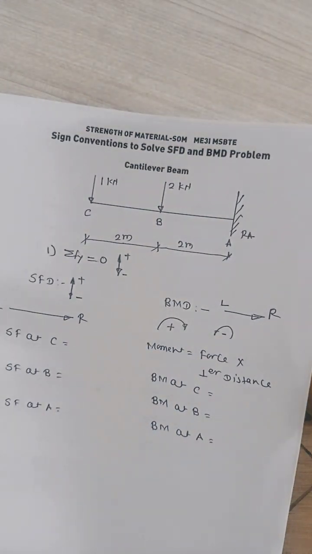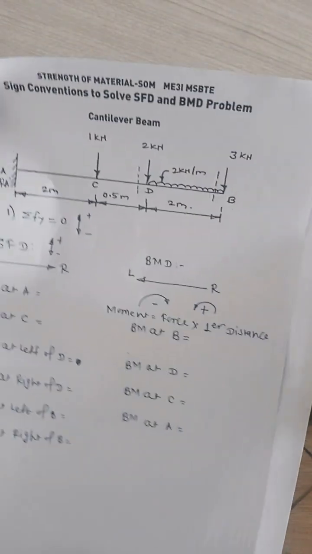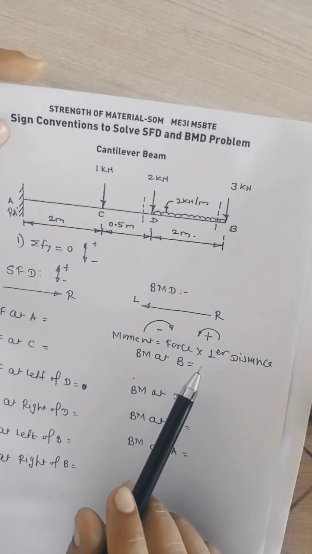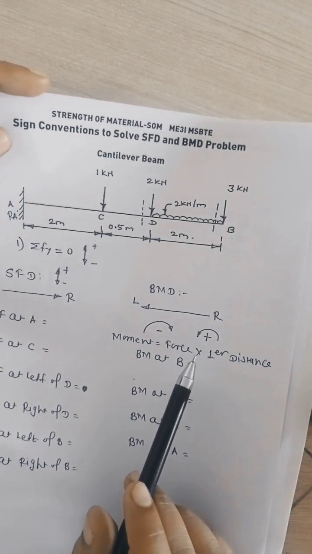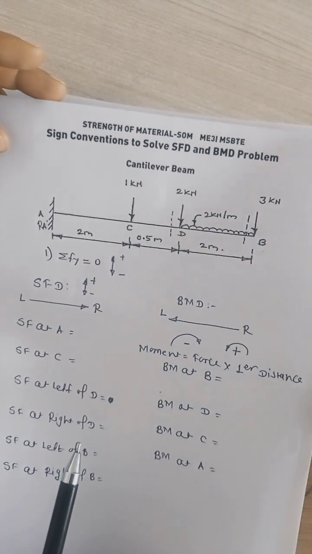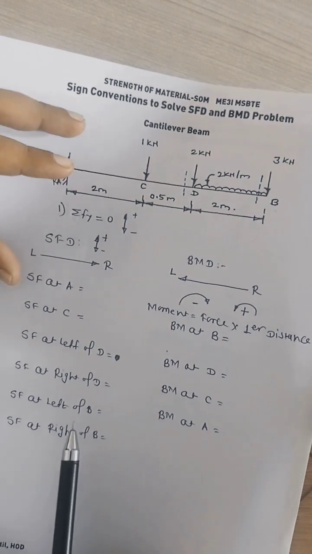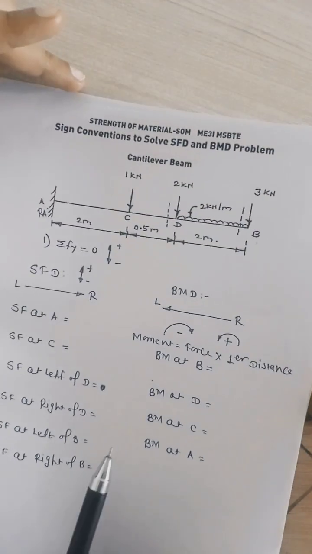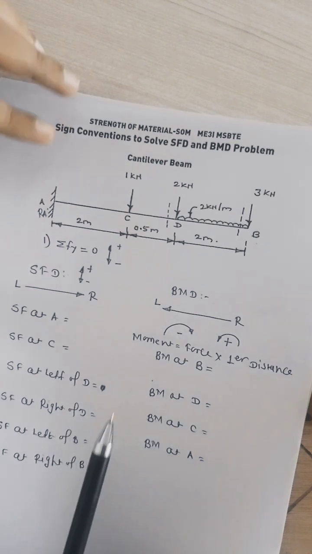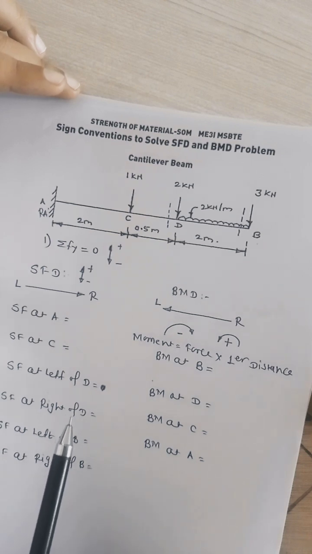Only the sign convention is changed in this position and only for the BMD. So the sign conventions are opposite to whatever we used previously, in the cantilever only for this position. And kindly understand this concept of left and right for the UDL only, at the starting point and the ending point. In detail we will see in the numericals.